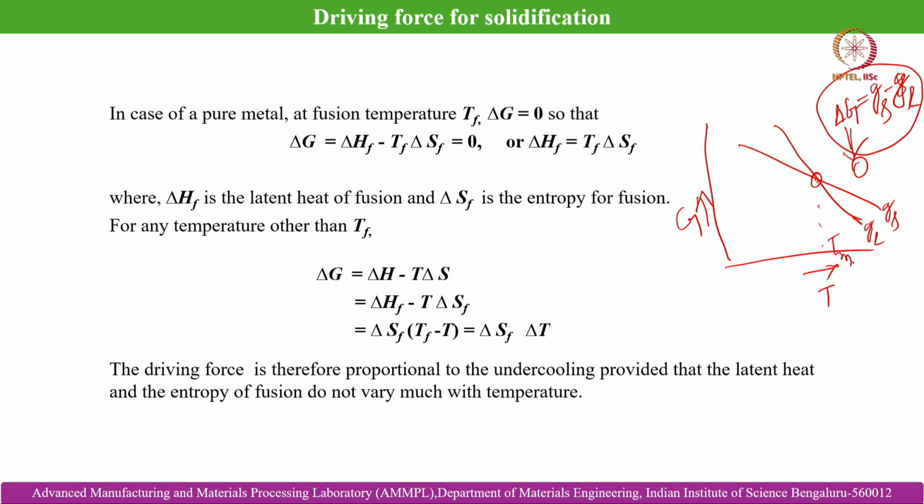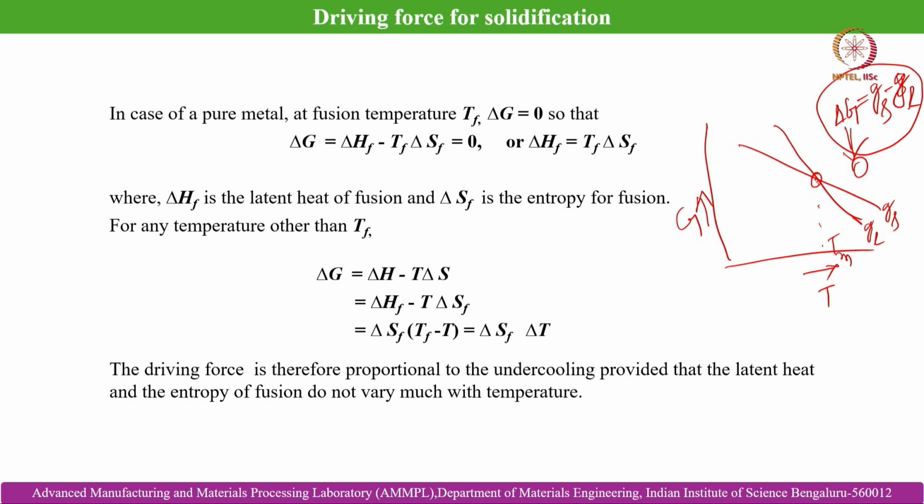In the case of a pure metal at fusion temperature, that means this is Tm, or you can call it Tf, the fusion temperature, delta G is equal to 0, that is what I have shown you over here. So, delta G is equal to delta Hf, that is the fusion enthalpy change, minus Tf, the fusion temperature, times delta Sf, that means the fusion entropy change, which is equal to 0. That means delta Hf is equal to Tf delta Sf. Here delta Hf is the latent heat of fusion, and delta Sf is the entropy of fusion.